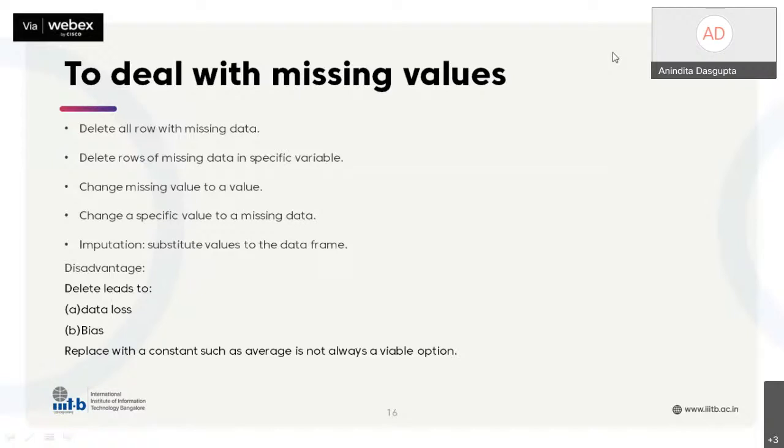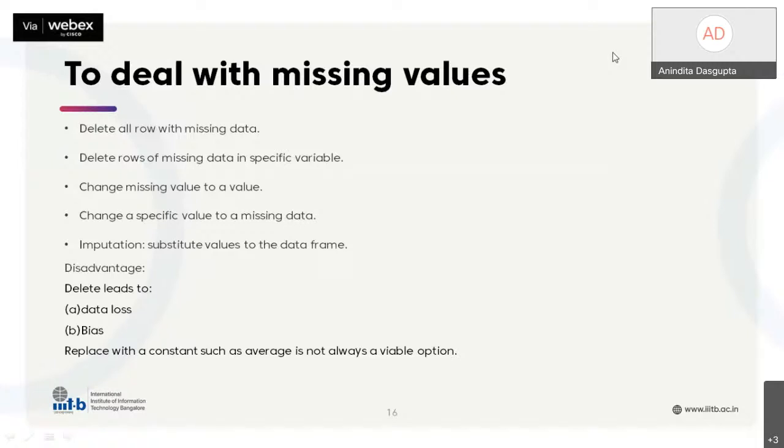You can replace the values with an average value also. Like you have a number of rows and columns, and you can replace the missing values with an average or mean value. But sometimes this is not a viable option, that is why we go to imputation.